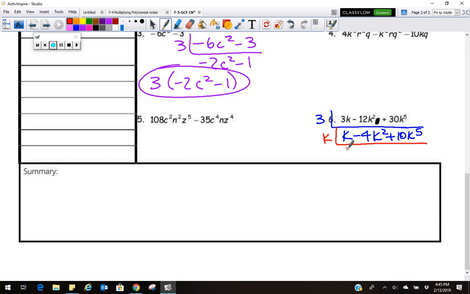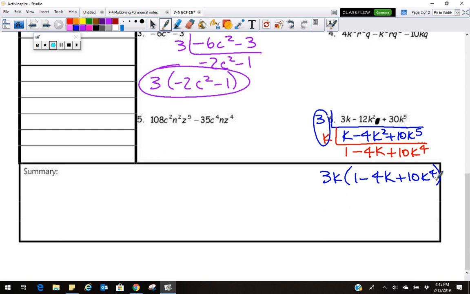K divided by k is a 1. You have to put a 1 there. If you don't, your answer won't work. Negative 4k squared divided by k, so we're taking 1k out, so that gives me 4k. 10k to the 5th divided by k, we're taking 1k out. That leaves me with 10k to the 4th. Again, multiply what's on the sides. That's 3k. What's left inside? 1 minus 4k plus 10k to the 4th.